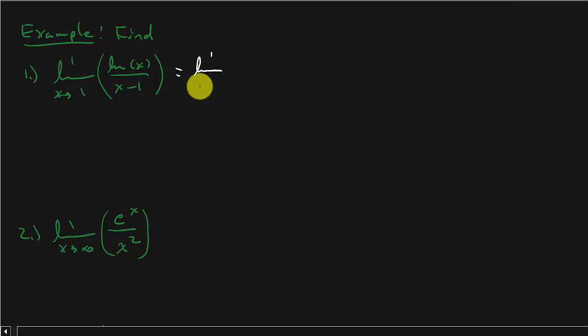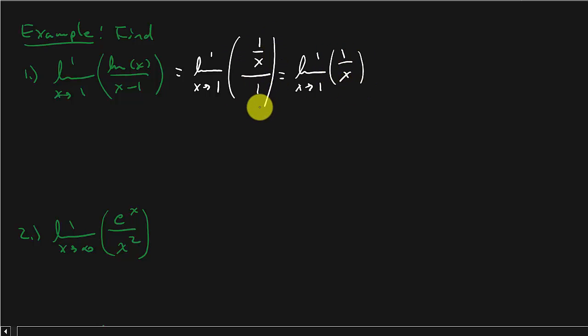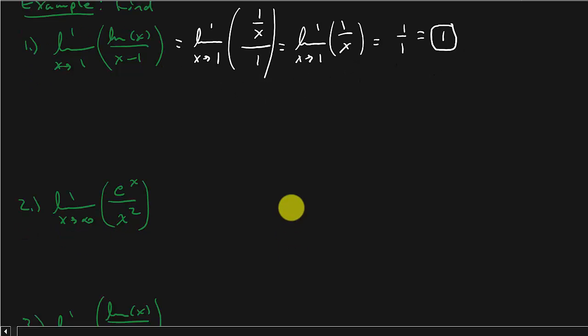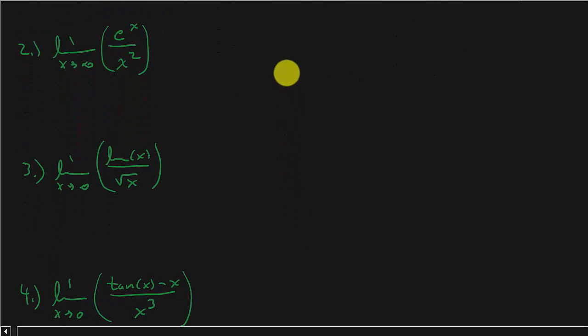So that says the limit as x goes to 1, and the derivative of natural log is 1 over x, and the derivative of x minus 1 is 1. And so that's the limit as x goes to 1 of 1 over x. Now let's plug the 1 in. That's just going to be 1 over 1, which is 1. And there's your answer. That's pretty easy. You've got to know how to take derivatives. Let's look at the next one.